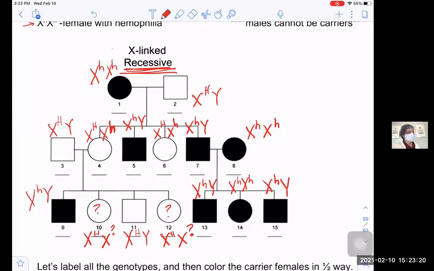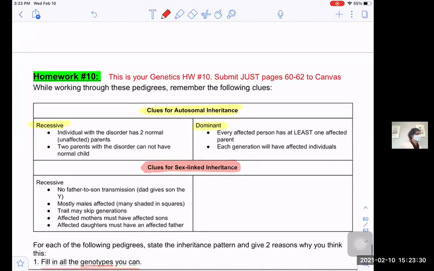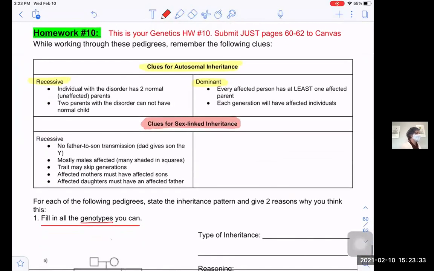All right, I have done a lot of talking. With the rest of class, I want you to get started on your homework. So your homework is the next 3 pages. It starts off with me giving you the clues for how you tell the difference. So the first 2 boxes are how you tell if they're autosomal recessive or dominant. And then the third one is how to tell if it's X-linked. X-linked has quite a few more clues that you have to look at.